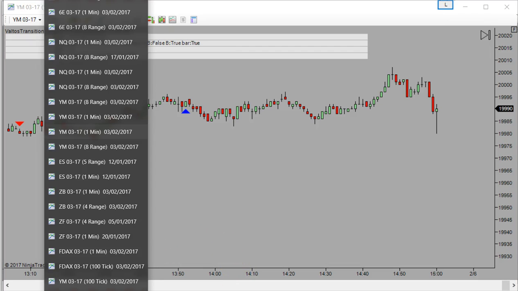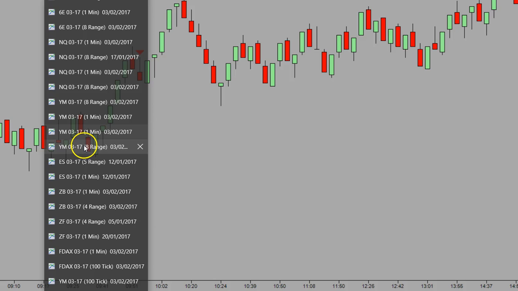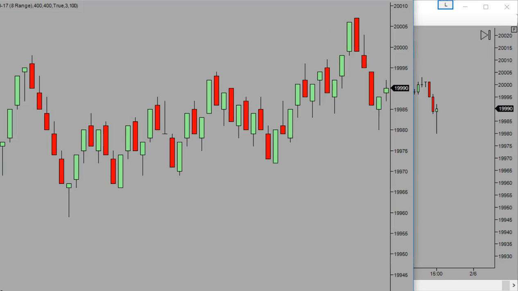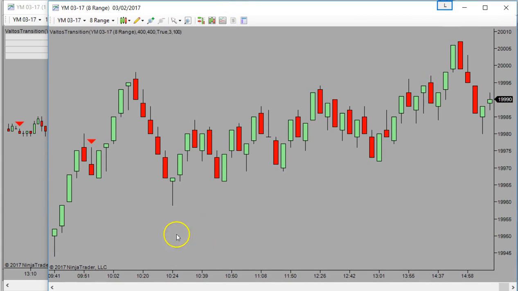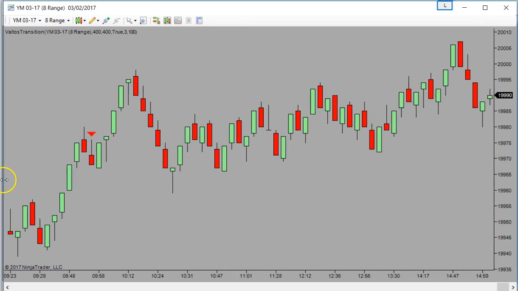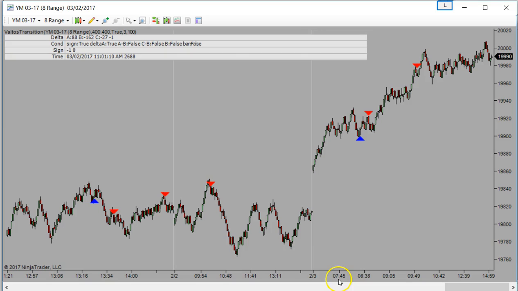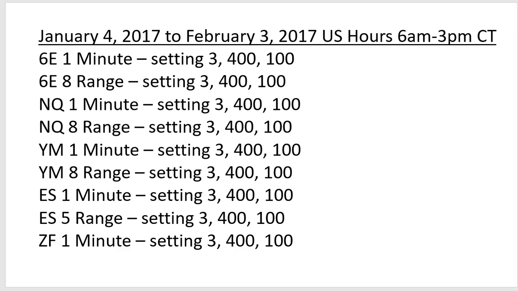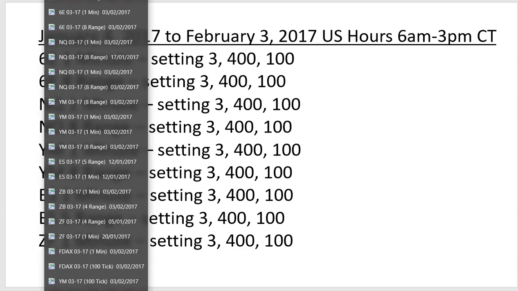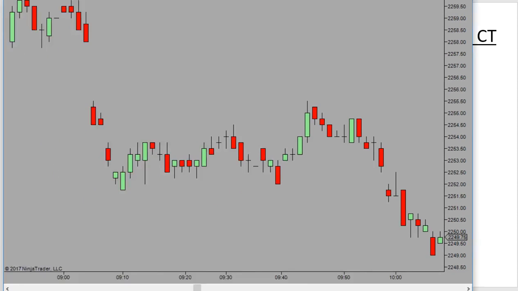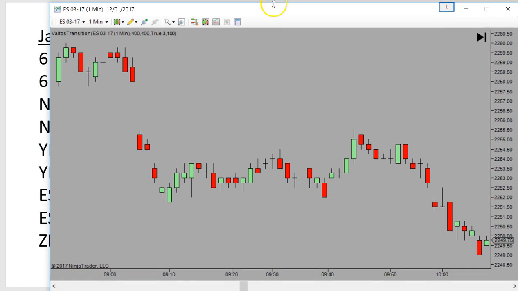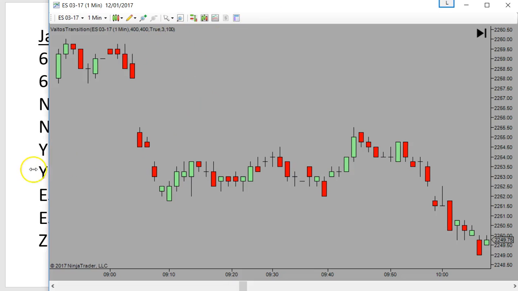Let me see if I got a range chart in here. I'm sure I do. Again, 8 range, mini Dow, same settings, 3, 100, 400. Okay, let me just jump ahead to the E-mini 1 minute chart. Just want to see what we got. Again, it's still the same settings. 3, 100, 400.